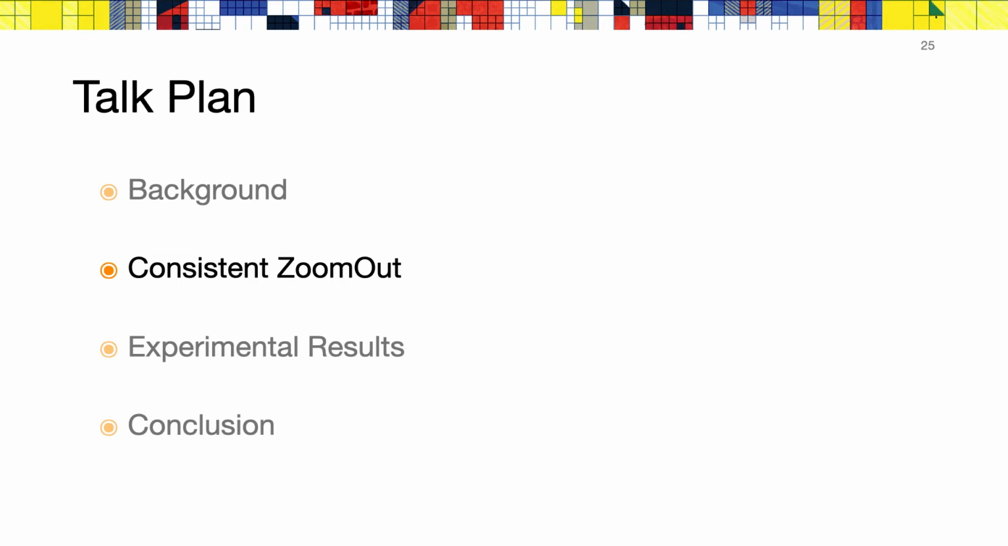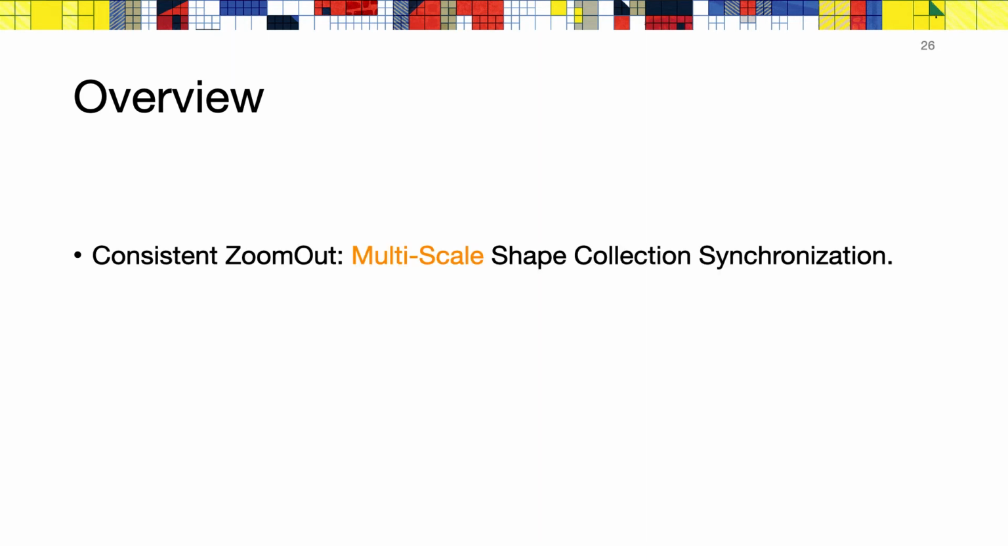Of course, the answer is positive. We call our solution Consistent ZoomOut. As an overview, we actually propose two algorithms. The first one is called Consistent ZoomOut, which incorporates the multi-scale refinement idea to map synchronization.